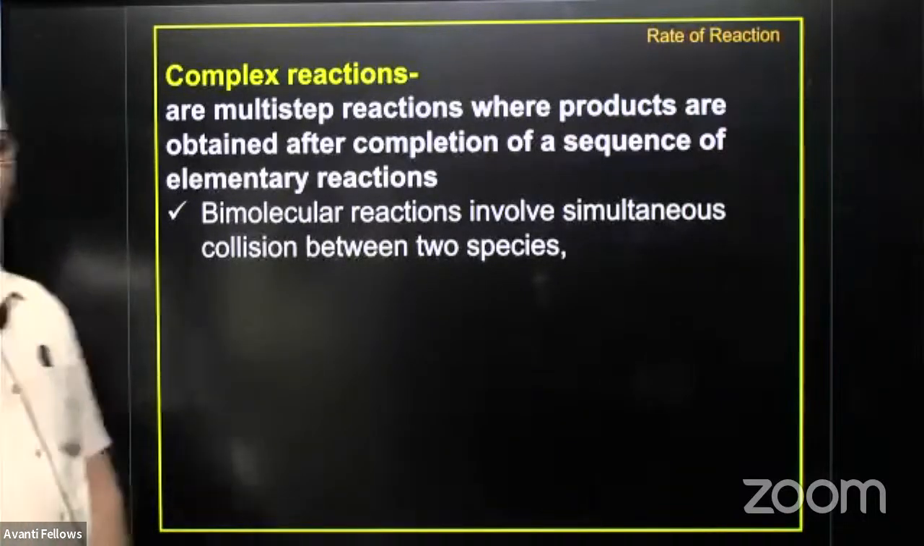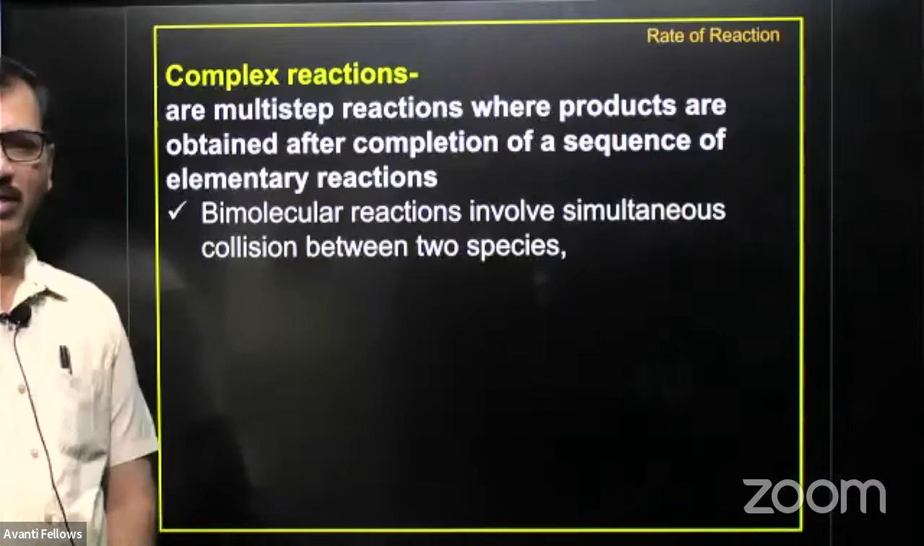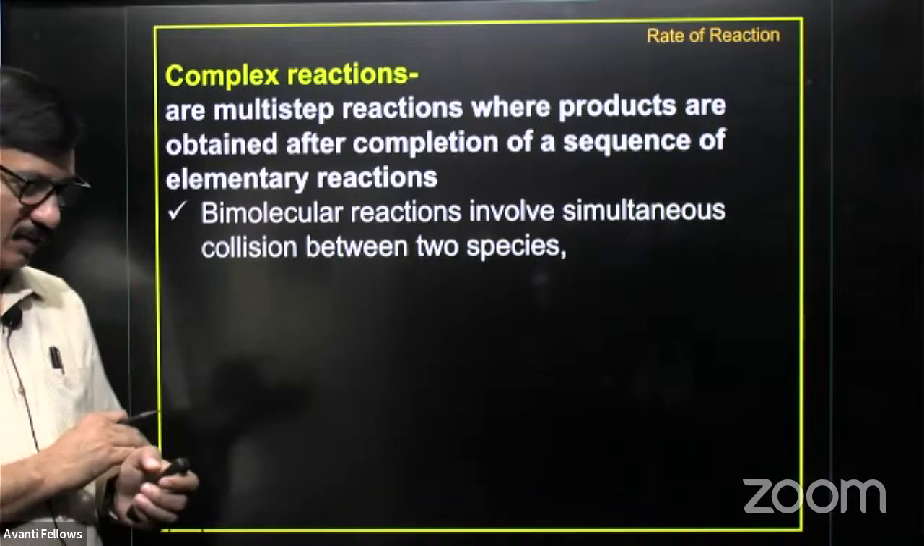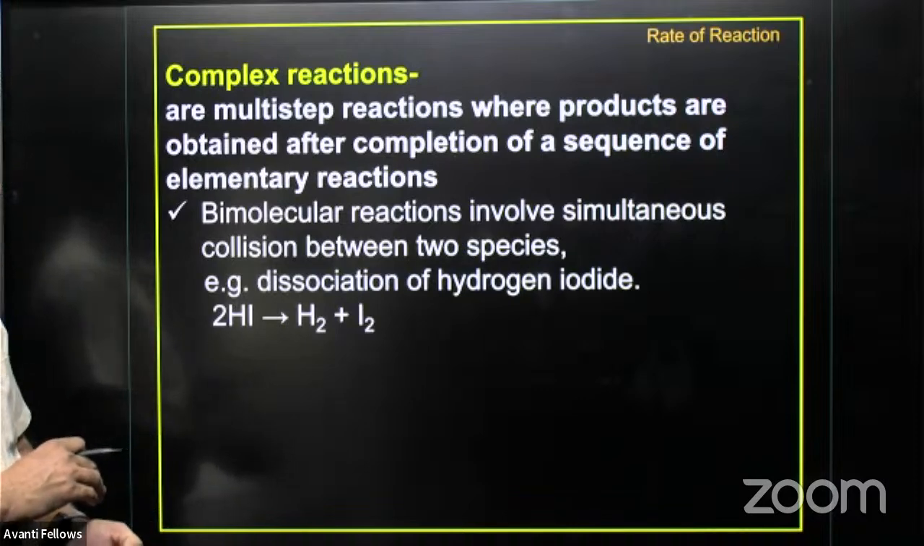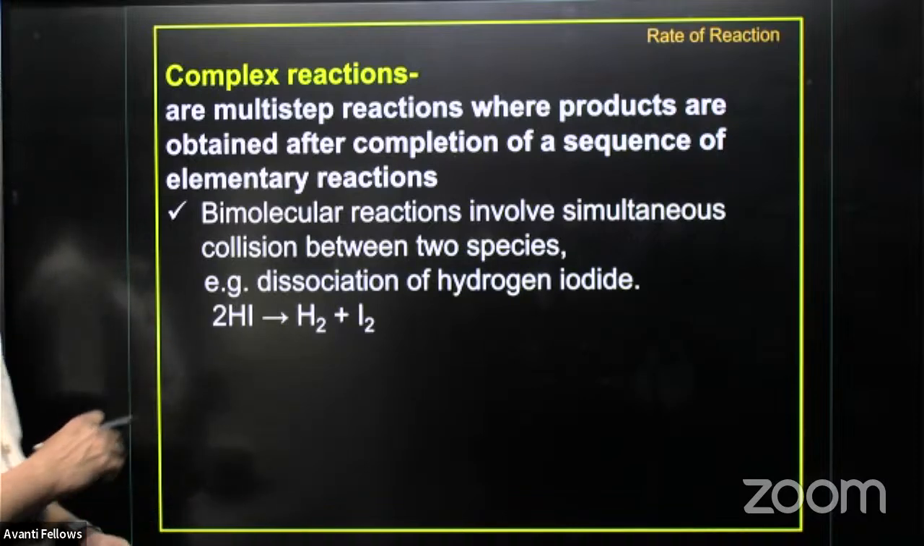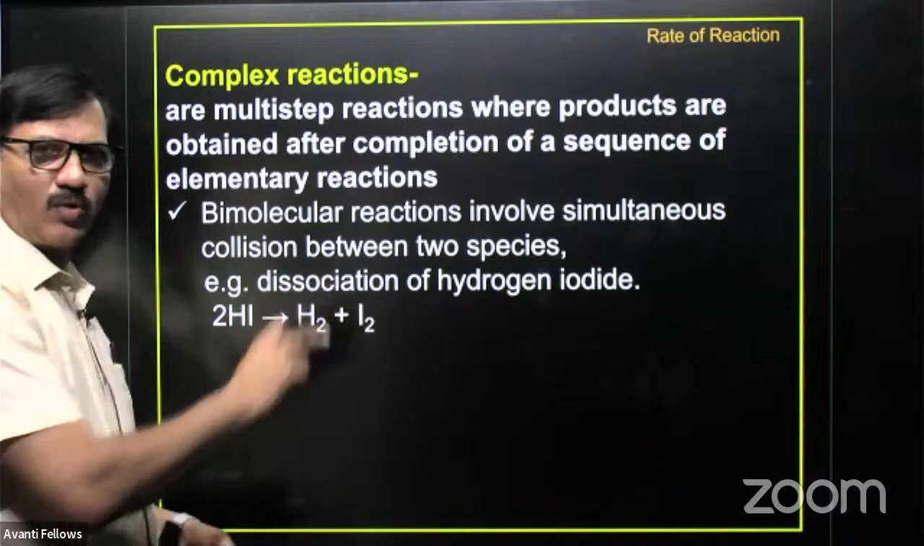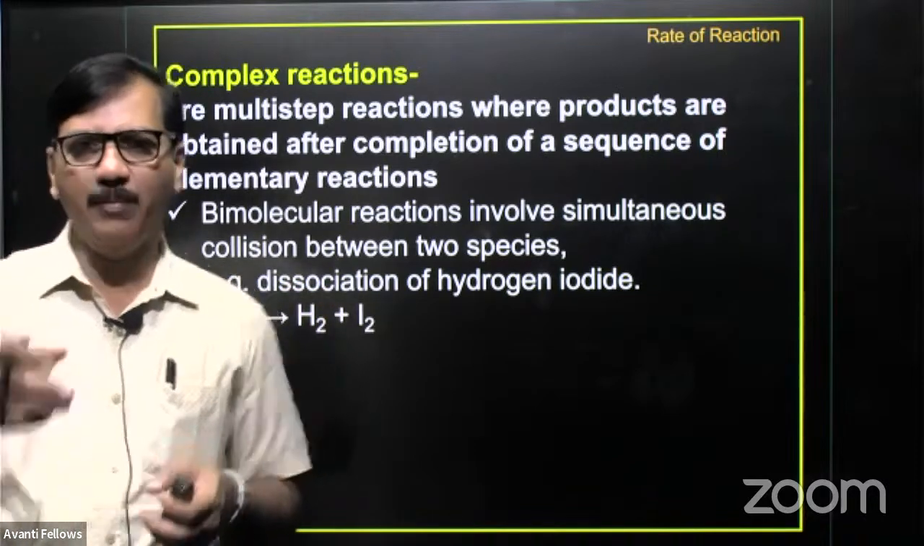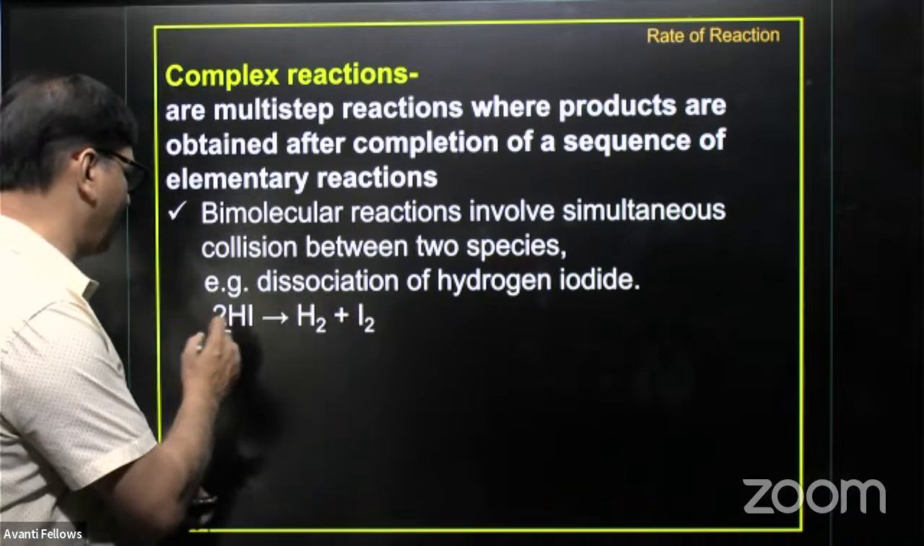A bimolecular reaction is one where two molecules collide with each other to bring about the reaction. So in the dissociation of hydrogen iodide, 2HI giving rise to H2 and I2, two molecules of HI collide with each other and bring about the reaction. Therefore, the molecularity of this one is 2.